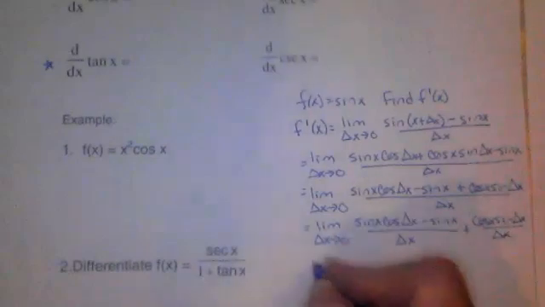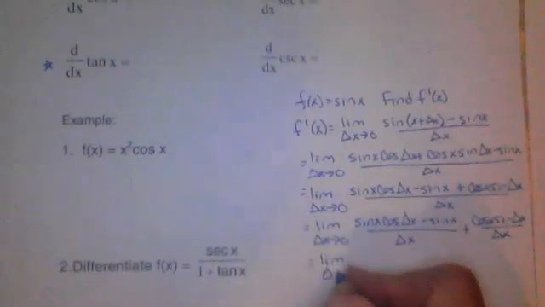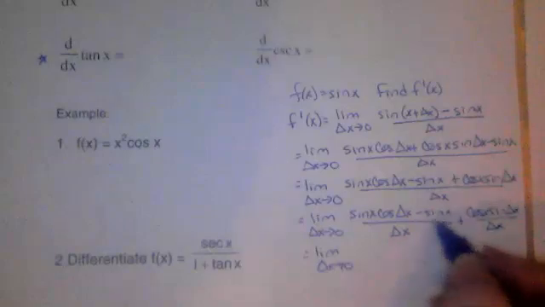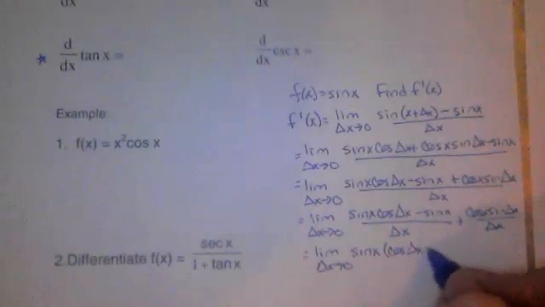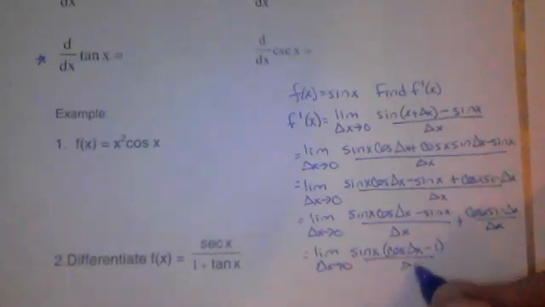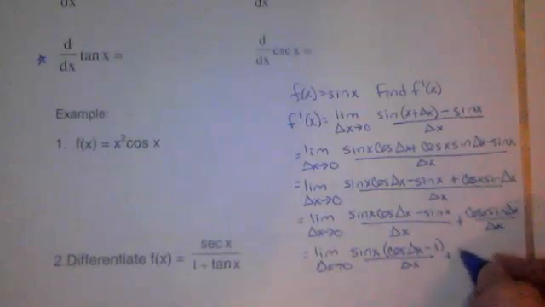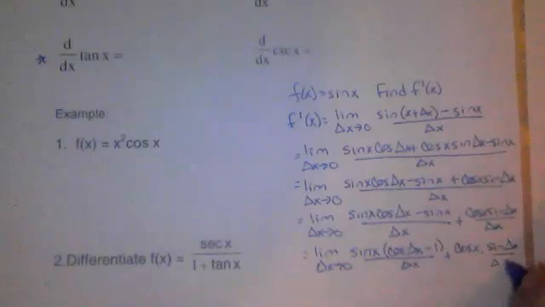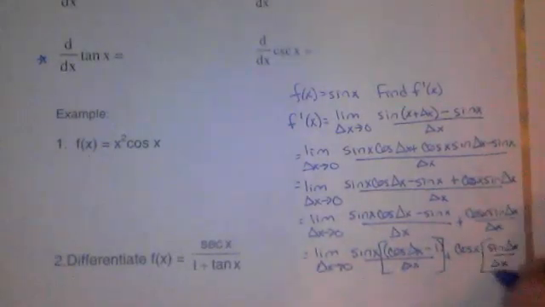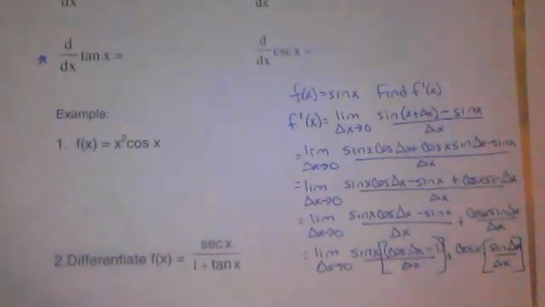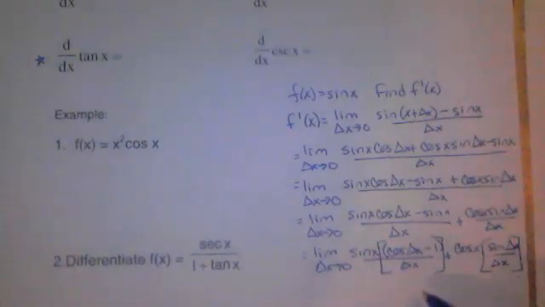So let's get to the point of why I would have pulled them back apart. I have the limit as delta x approaches 0. And here I can factor out the sine x in the numerator and have cosine of delta x minus 1 over delta x. And over here, I've got plus cosine x times sine of delta x over delta x. So these things should look kind of familiar, that and that. Remember that those are a couple of things we were supposed to memorize. This one is just 0, and this one is 1.